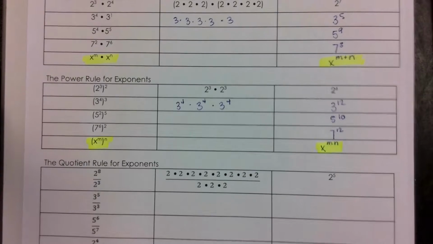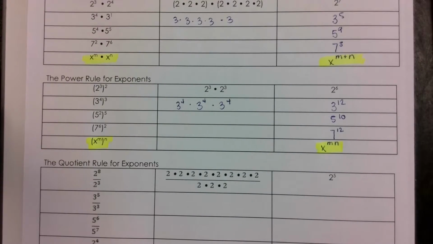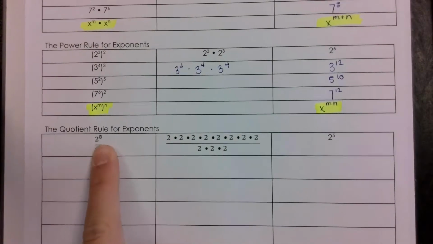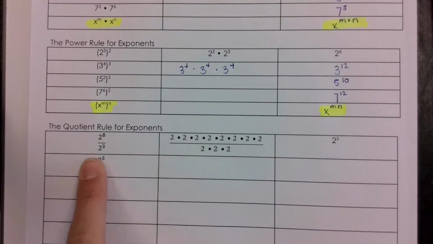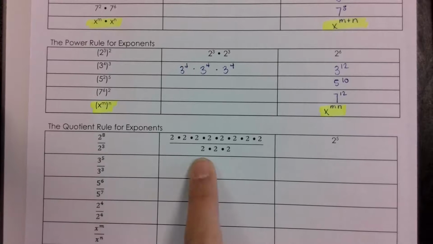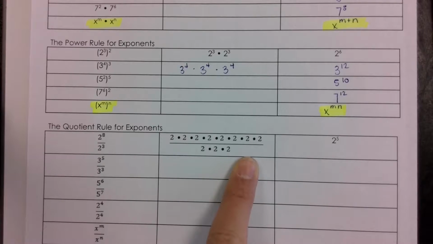So that's like dividing. So they had 2 to the 8th. So how many times did they write out 2? 8 times. On the bottom, they had 2 to the 3rd. So how many times did they write out 2 then? 3. Now, if we have 2 divided by 2, what do you get?